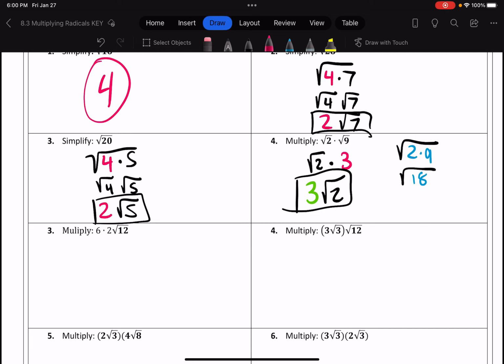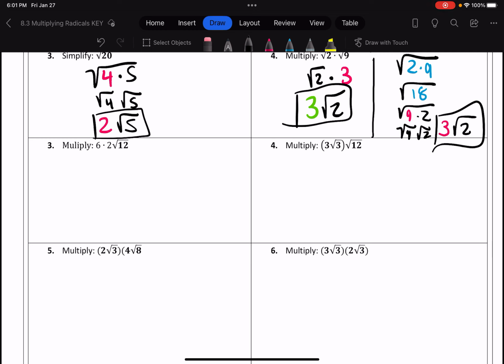Then I know that the perfect square factor from 18 is 9. So that's 9 times 2. So that's the square root of 9 times the square root of 2, which will simplify to 3 times the square root of 2. So we get the same answer both ways. But if you are looking at this and you automatically see a perfect square inside the radical, go ahead and simplify it.